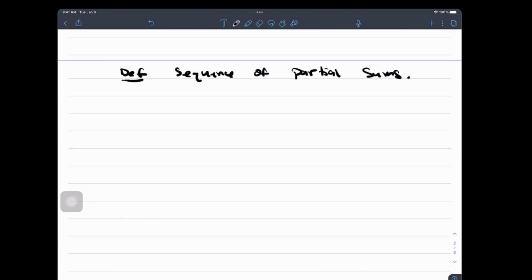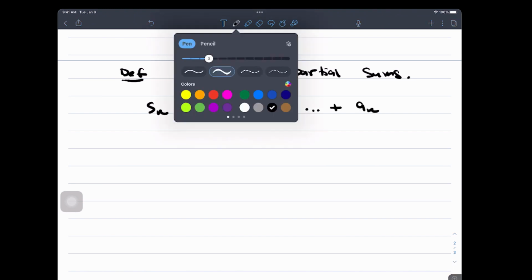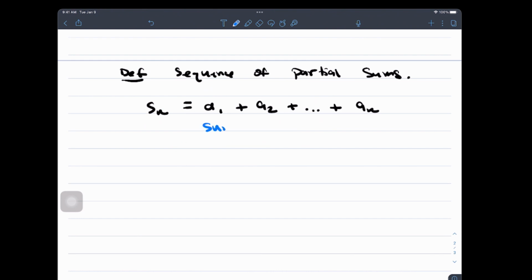Okay, so that it'll make sense. Now remember this. This is the definition of what we call a sequence of partial sums. Sn is defined to be A1 plus A2 all the way up to An. So this is really the sum of the first n terms.